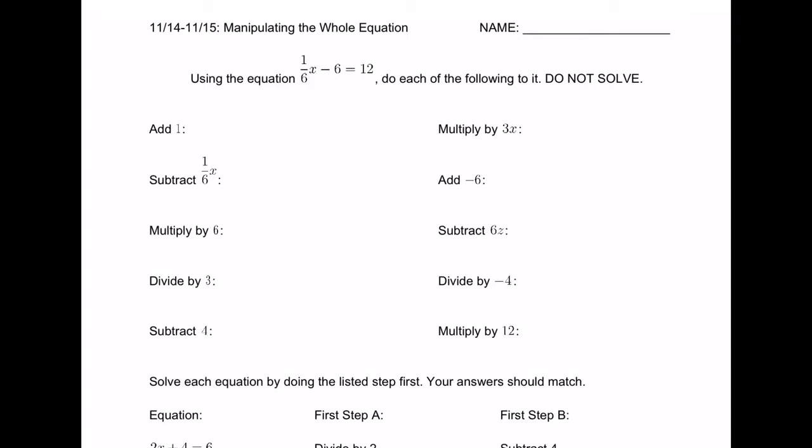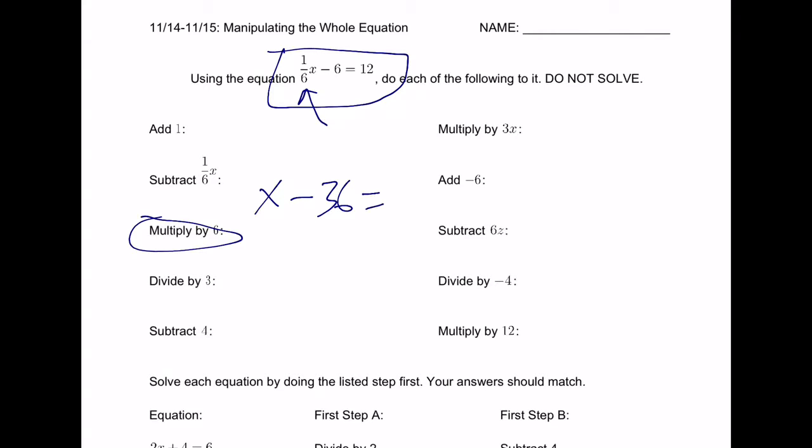November 14th and 15th, manipulating the whole equation. So we're given 1/6 x minus 6 is equal to 12. A couple different ways we could approach this, but the first step we've been covering in class is to get rid of that fraction. So since 6 is on the bottom of the fraction, we would first multiply by 6, and then it becomes x minus 36 is equal to 72. Then we would add 36 to both sides, and we would get x is equal to 108.